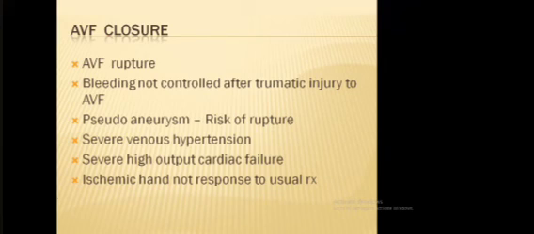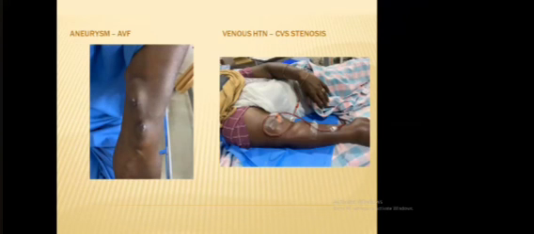And if the patient's AV hand is ischemic and not responding to the usual treatment, we have to close the AVF. So, some diagrams of AV fistula in our patients. This is an aneurysm, and this other patient has central vein stenosis, with a history of jugular catheterization. She had venous hypertension. You can see the edematous right upper limb, huge edema. We have done angioplasty 2-3 times to the central vein, because there is repeated recurrence of the stenosis in the central vein.